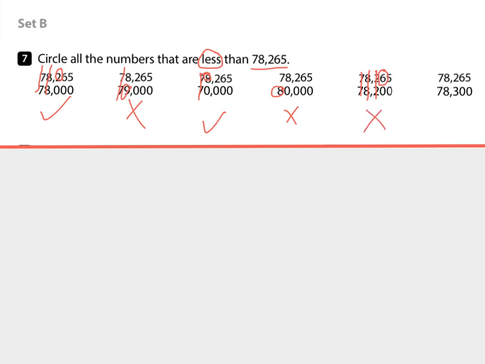And then finally, we look at our last numbers. The 10,000s are the same, cross them out. The thousands are the same. And then the hundreds are different. My 3 is greater than my 2. So that would also not work here because 78,300 is greater than 78,265 because the 3 in the hundreds place is greater than the 2 in the hundreds place. And we're looking for numbers that are less. So the numbers that are less are 78,000, 70,000, and that is it.